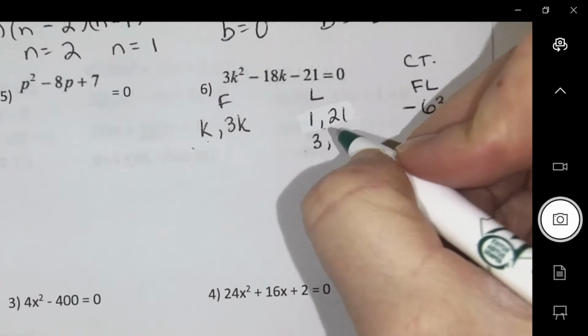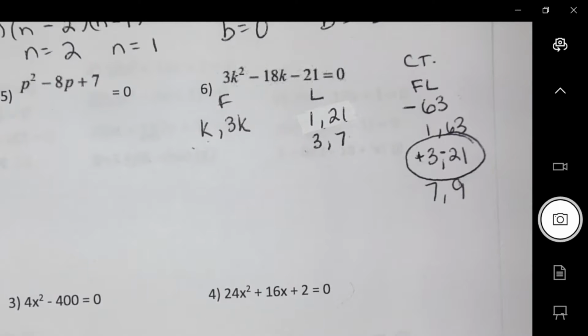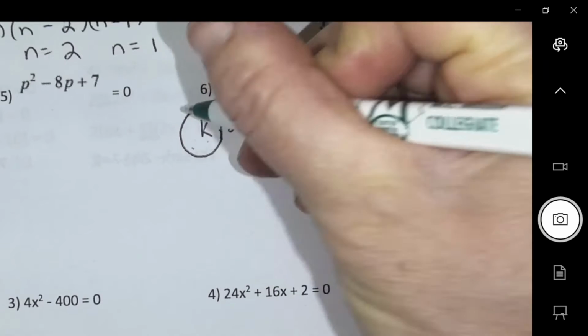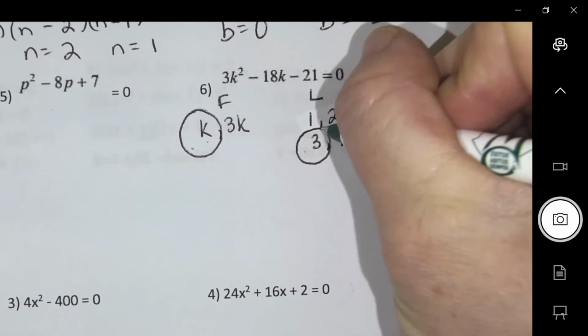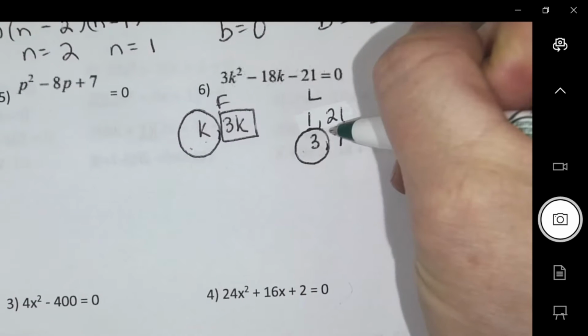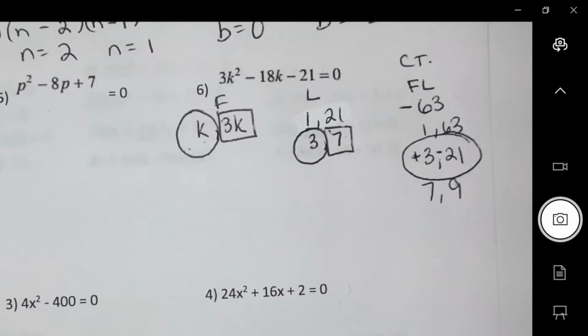Okay, I was going to pick this other group. So they both work though, right? I was going to put that with that to make a 3. I was going to put that with that to make a 21.